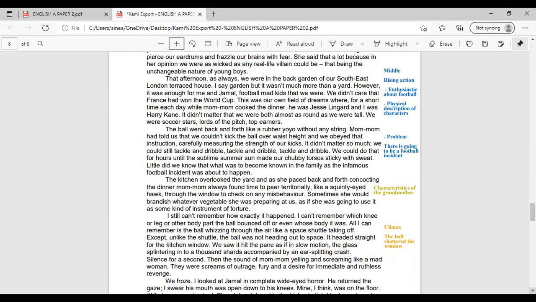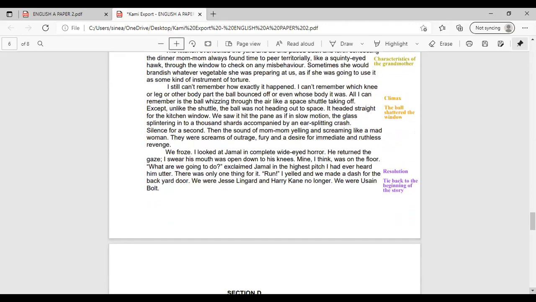So it went on to talk about the characteristics of the grandmother. So we saw that the grandmother would look at them with such peer territorially, like a squinty-eyed hawk. When we think of all these things, we see that the grandmother is one who was serious, and she was serious about them not getting in trouble. So imagine how she would have, and it ties back to the beginning. Their punishment was severe simply because their grandmother was looking at them. She had spoken to them. So again, it's building the suspense.